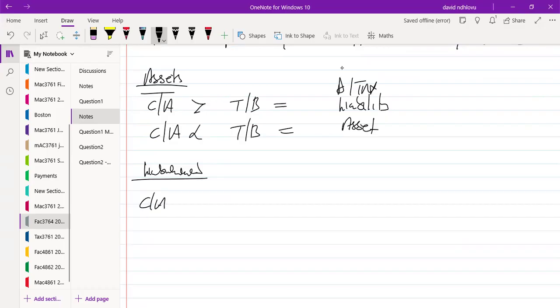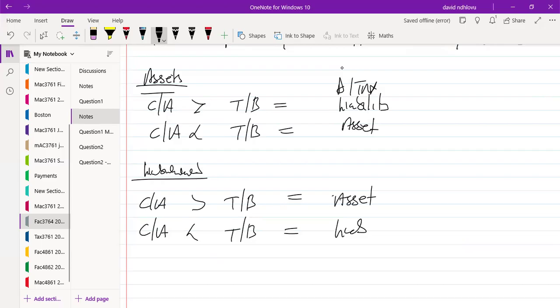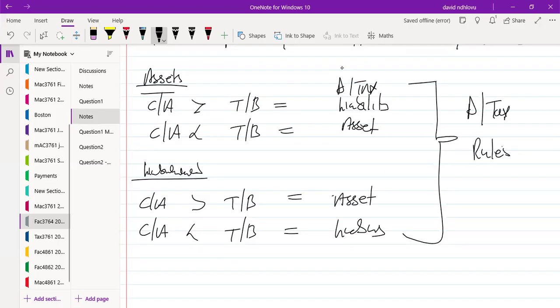If the carrying amount is greater than the tax base, then I'm dealing with a deferred tax asset. If the carrying amount of a liability is smaller, I'm dealing with a deferred tax liability. So what I've explained here is what we call deferred tax rules. Every time that you calculate deferred tax, you must state whether it is an asset or a liability, and these are the rules that you apply.